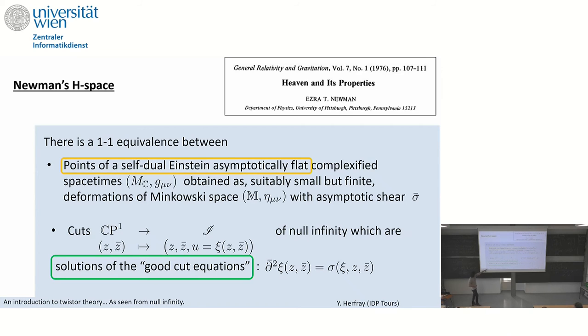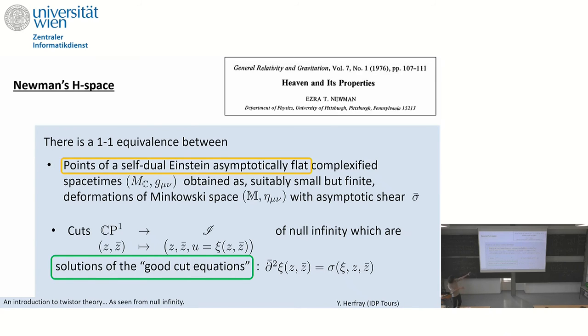You take a CP1, a sphere, and you're trying to embed it into scri. Scri is S2 times R. So you're trying to embed a sphere into scri. Of course, there are many such spheres, but you want to impose an equation, the good cut equation. And it turns out Newman could prove that solutions of this differential equation are in one-to-one correspondence with points of the self-dual Einstein spacetime you started with.